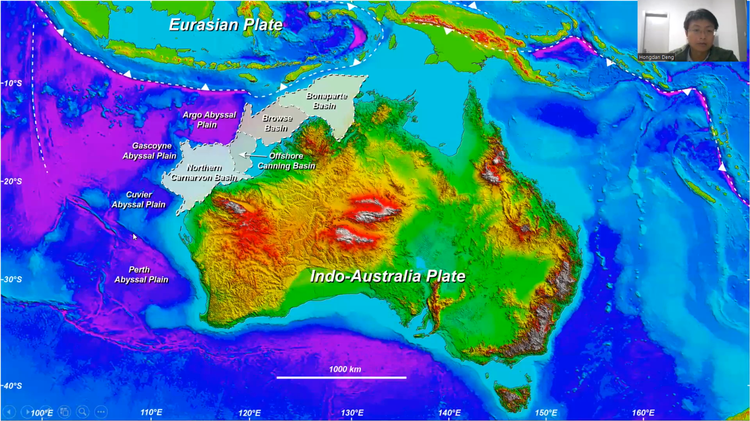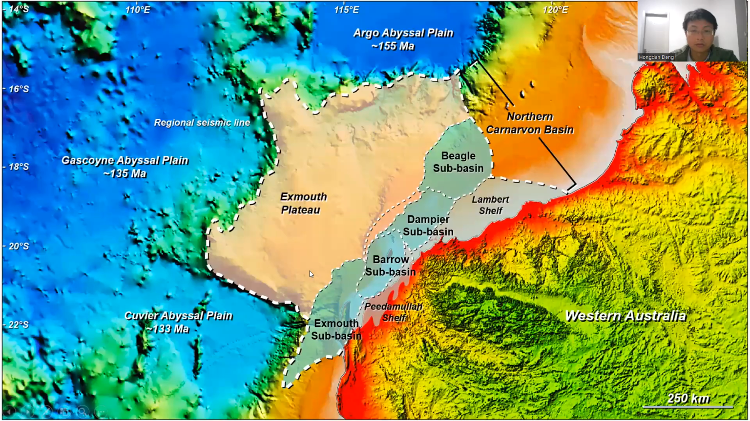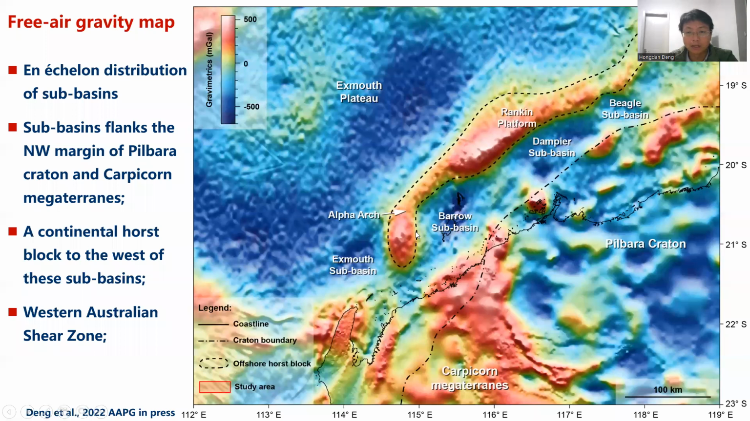So, okay, back to our talk today. Zooming into the Northern Carnarvon Basin, this basin consists of 4 subbasins in the inner part of the passive margin. So we're going to show the gravity map of this area.